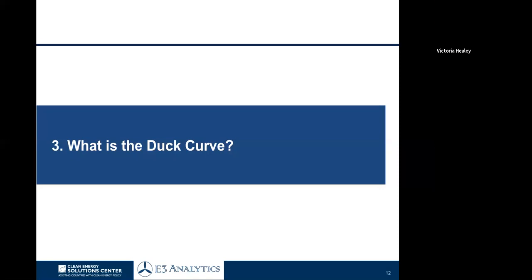Now we get to the heart of the matter. What is the duck curve? And what do ducks have to do with any of this?